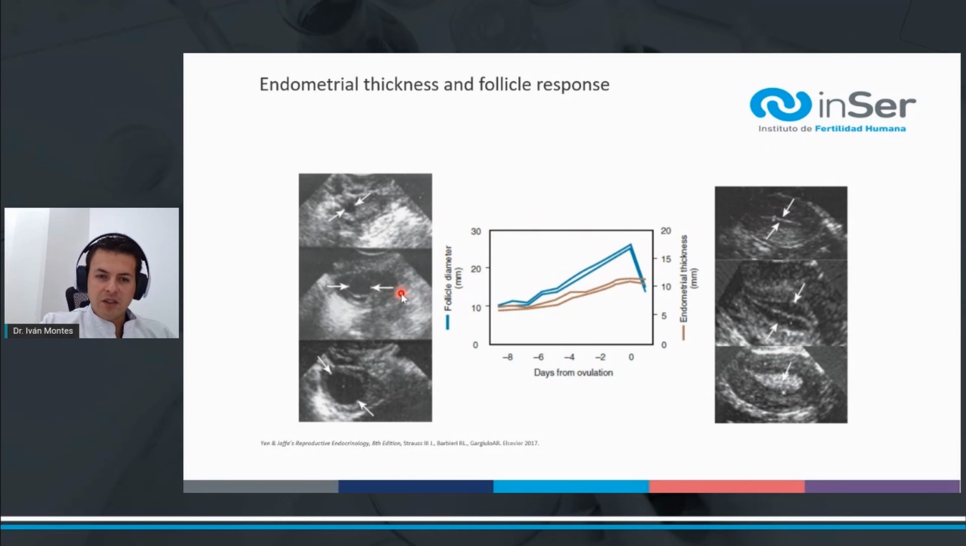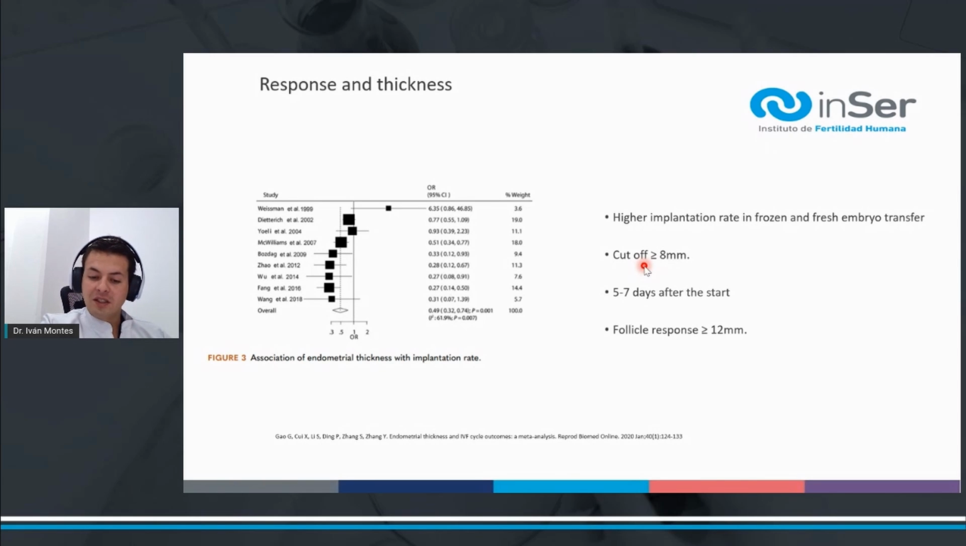The late follicular phase, where the endometrium is growing, and you see that the endometrial thickness is also growing, and you see the endometrium is trilaminar. And the follicle that is in the preovulatory phase, and the ascending levels of estrogens make a change in the response and the characteristics of endometrial thickness. As demonstrated by this meta-analysis performed by Gao et al., endometrial thickness less than 8 millimeters presented lower pregnancy rates, both in fresh and thaw embryo transfer cycles.